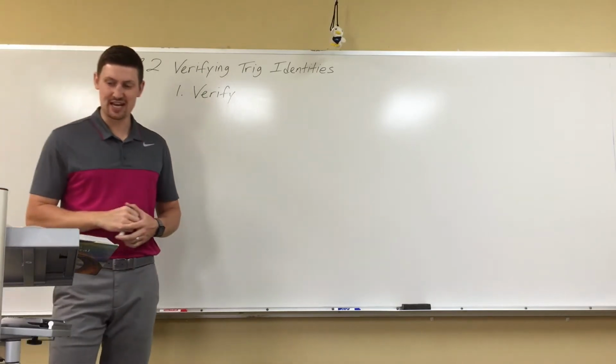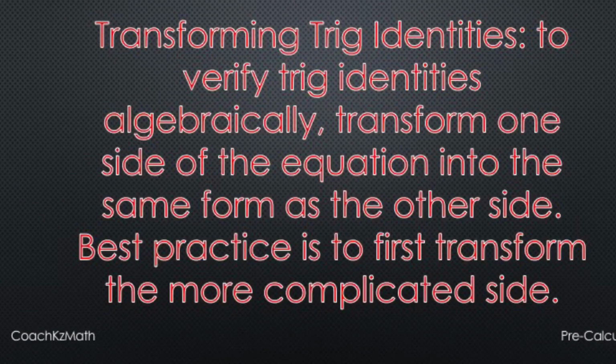A couple of definitions today. Here is the first one. Transforming trig identities. Here's what it is. To verify trig identities algebraically, transform one side of the equation into the same form as the other side. All right, let me pause there, continue writing.